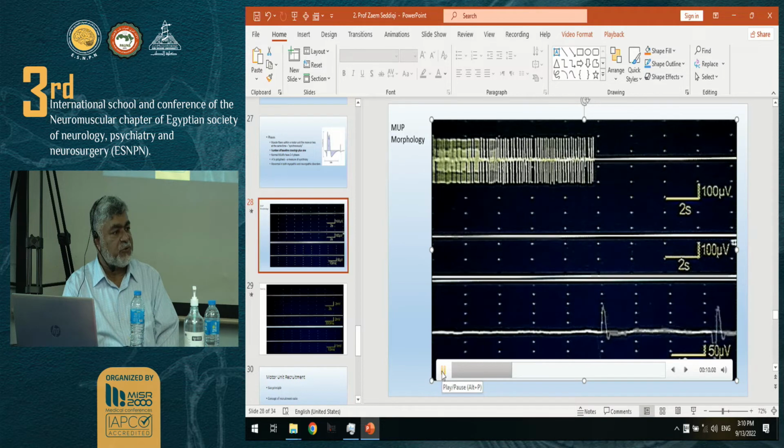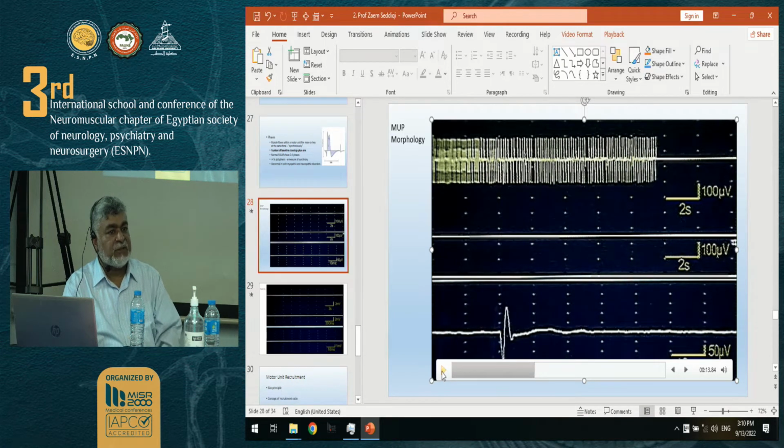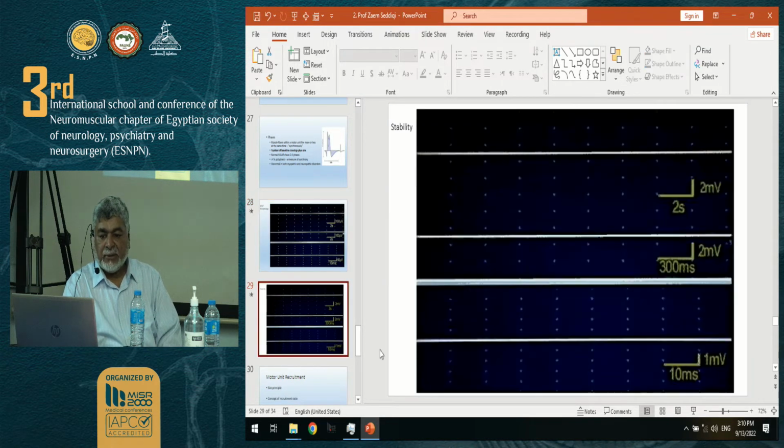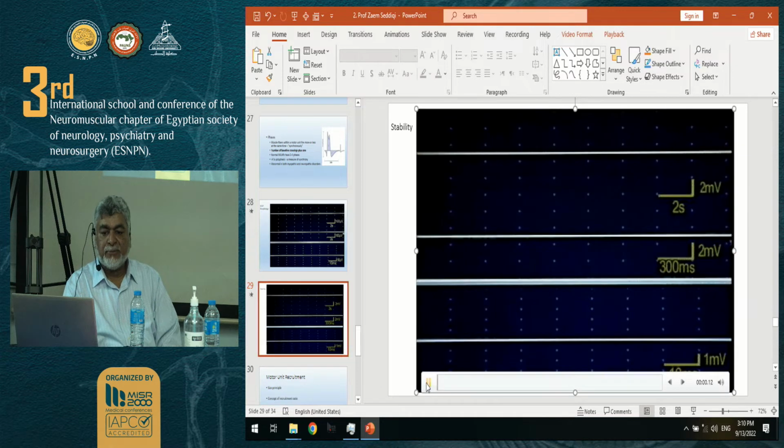It can be biphasic or triphasic. So you can recognize this by not just its shape, but hearing the firing pattern. Okay. Here's another example I show you.